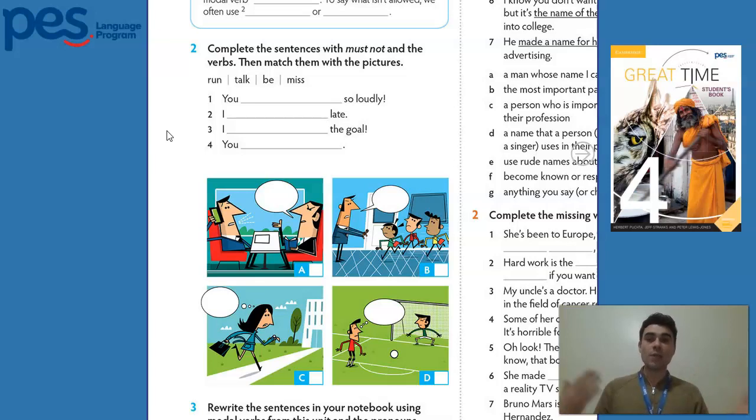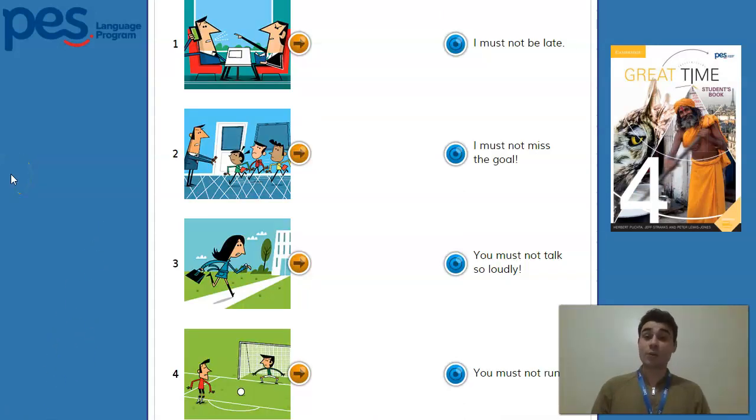So, look at the sentences. Imagine which one of them refers or is related to the pictures over here. So we have pictures A, B, C, and D. So pause the video now and do this matching, okay? All right, could you match? Do the matching. It's pretty simple, right?